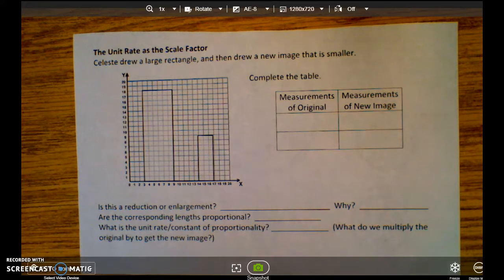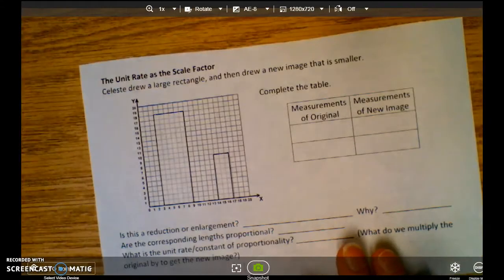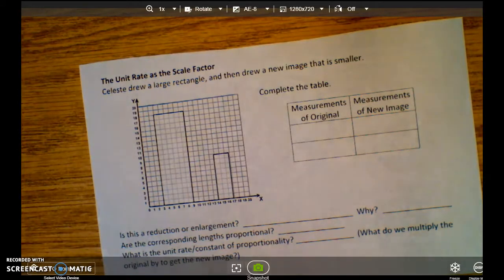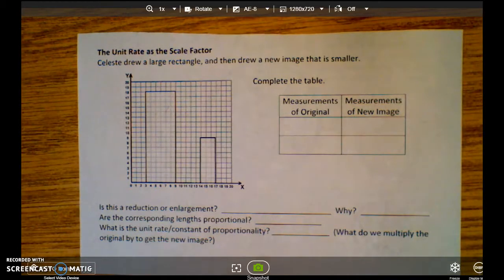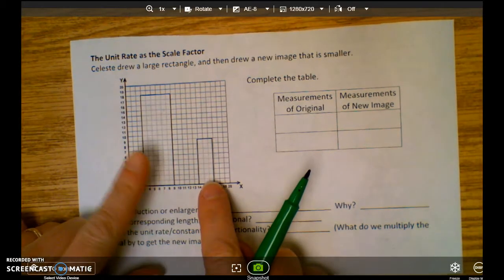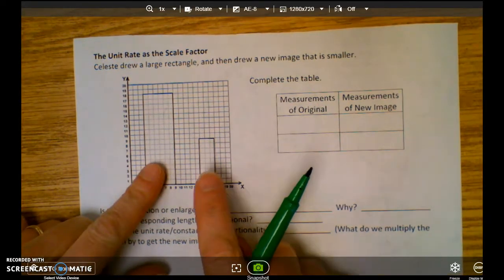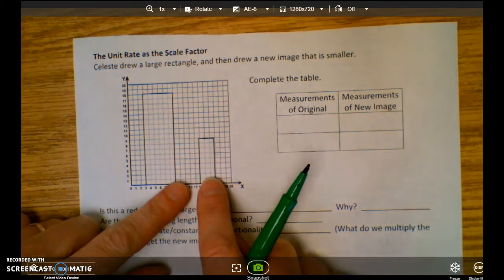So sometimes we use maps. More often than not, we use different figures for, let's say, a geometry problem. That's why this other paper has a lot of different shapes on it. We use scale factors sometimes to talk about how an image can be made larger or made smaller. So on this graph, there are two different rectangles. And first, Celeste drew the large triangle. And then she drew a new image which is smaller than the original triangle.